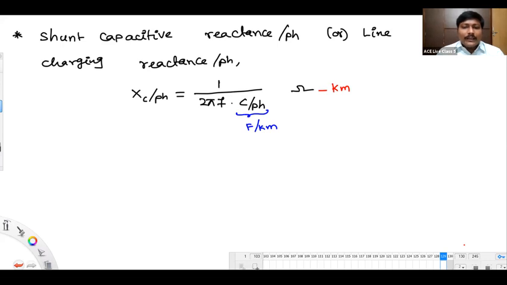1 by kilometer, so it will come as ohm kilometers. That is the shunt capacitive reactance per phase. Next one: what is the expression for the charging current per phase? Charging current, just look here.